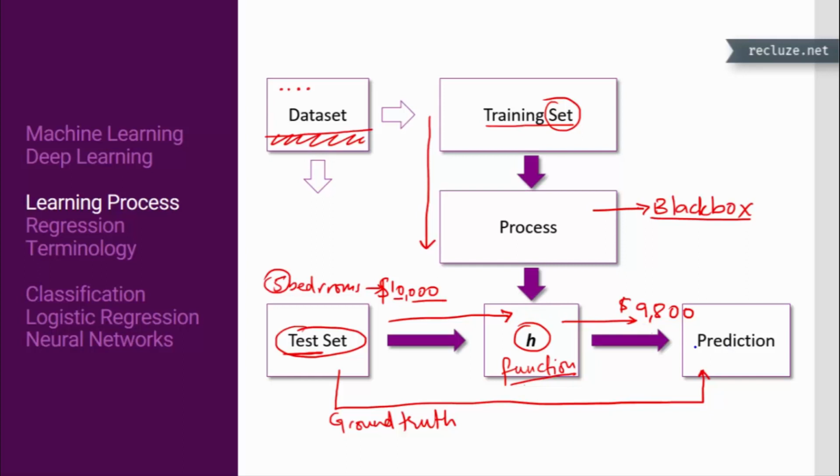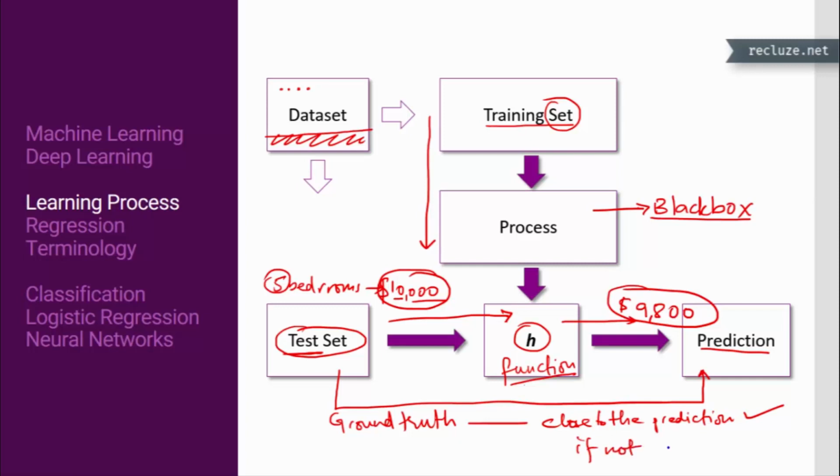So we take this prediction and compare it with our ground truth. This 10,000 is our ground truth, and we compare it with the prediction. If the ground truth is close to the prediction, we say that the machine has learned. If not, then we need to train the machine a bit more, or change our process over here and pick another process. That's essentially what happens.